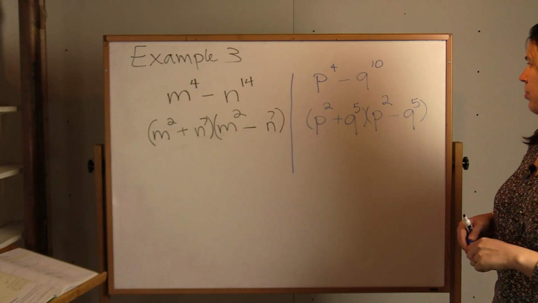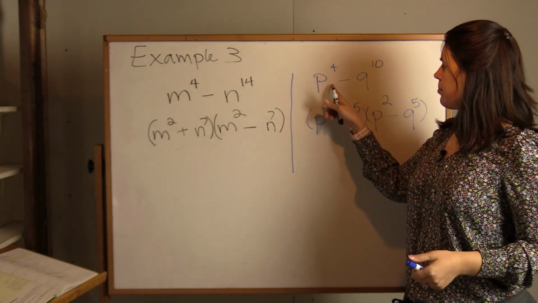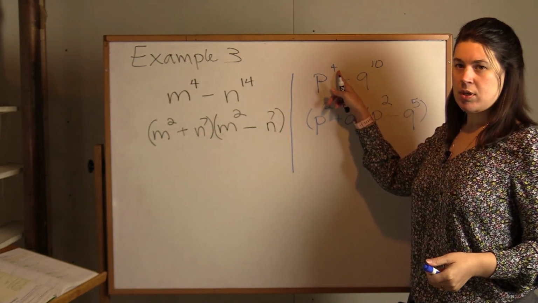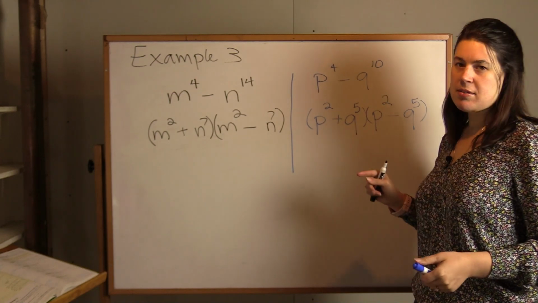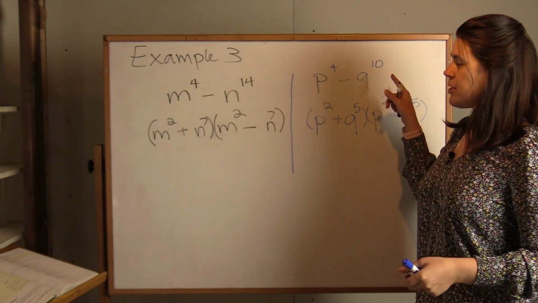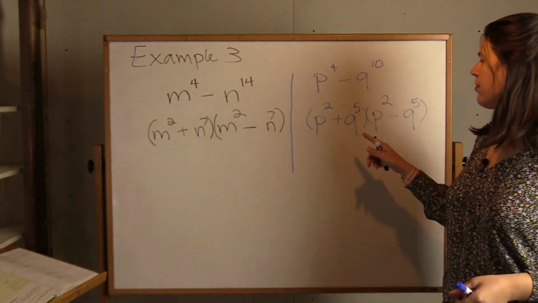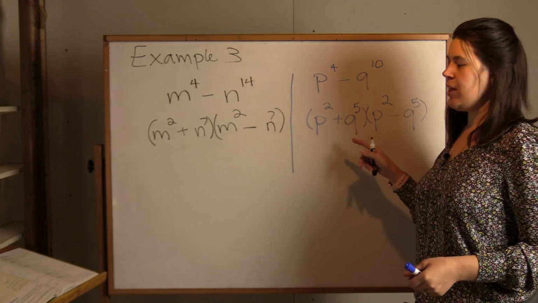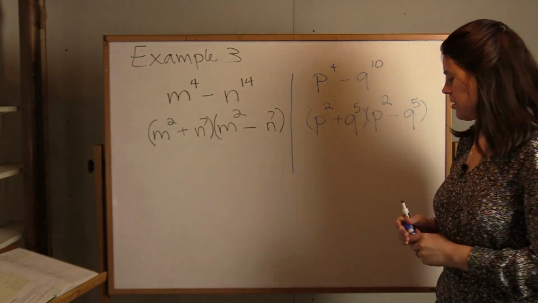Okay, on the practice problem, p to the 4th, 4 divided by 2 is 2. So p to the 2nd, p to the 2nd. q to the 10th, 10 divided by 2 is 5. So q to the 5th, q to the 5th. One is plus, one is minus.